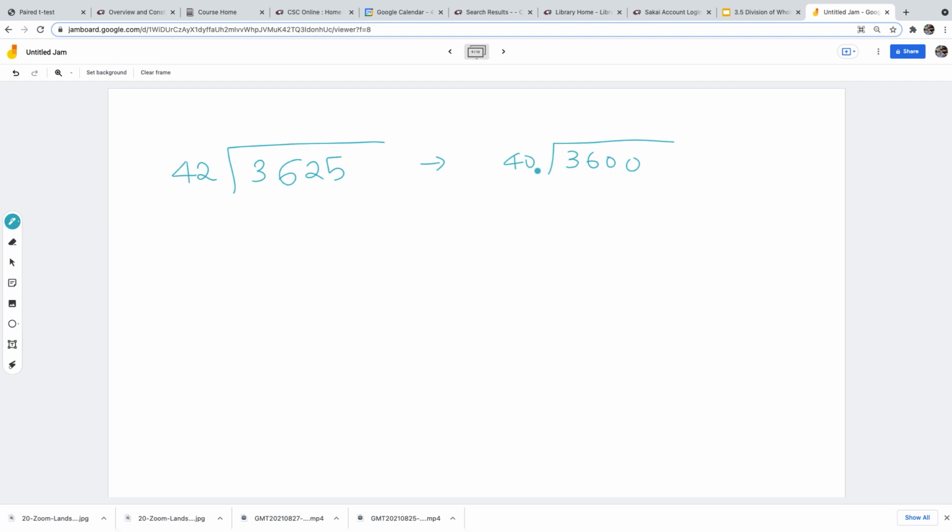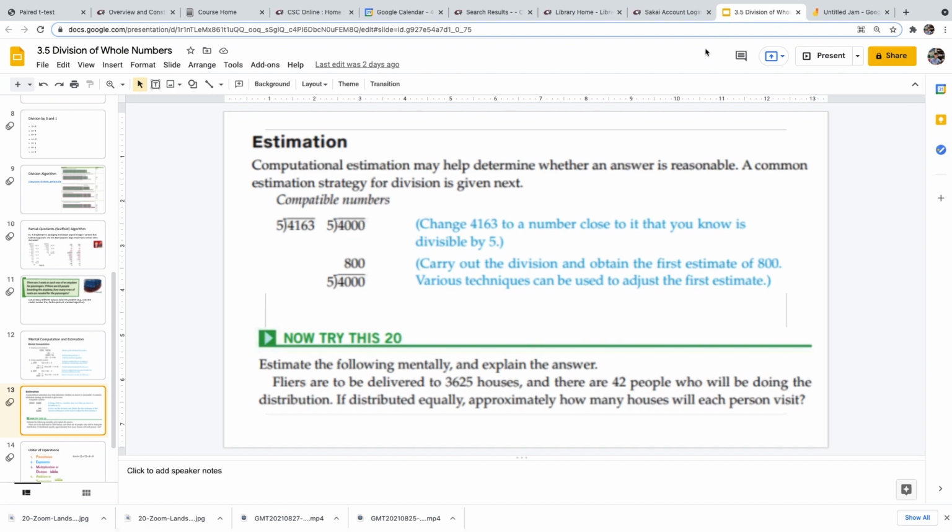So 3,600 divided by 40, you can think about 40 times 9. 40 times 9 is 360, right? So you have 90, which means among 40 people, each person can have about 90 newspapers to deliver, or about 90 houses each person can visit, right? So we can do that.